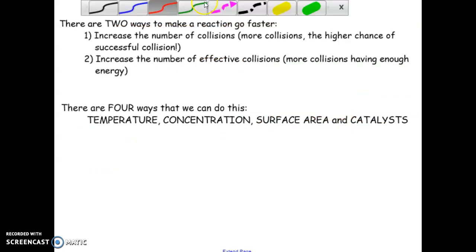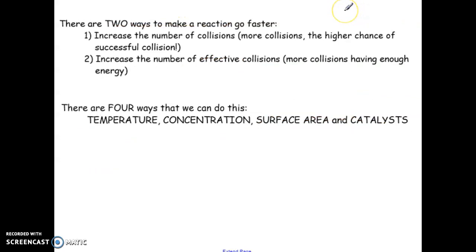So how can we make a reaction go faster? Let's say we have a reaction happening and we want to now increase the speed of that reaction. There are actually two ways that we can do that. We can either increase the number of collisions, so essentially the number of times that the particles are meeting each other. The more collisions you have, the higher chance of having a successful collision.